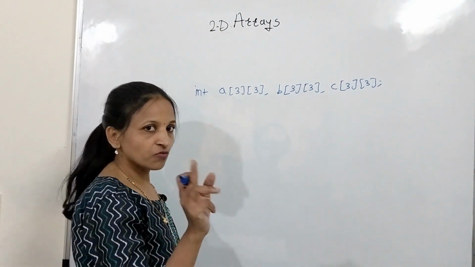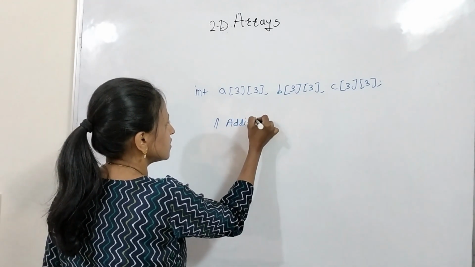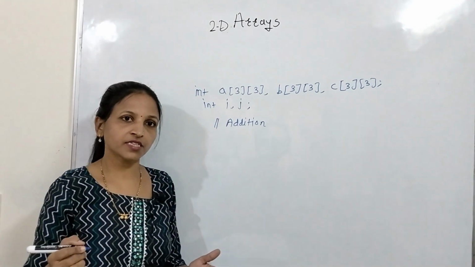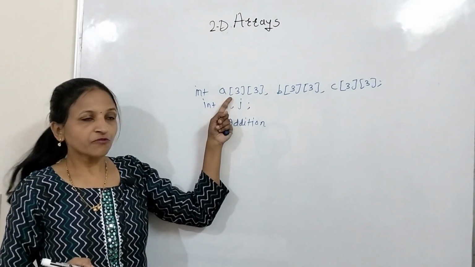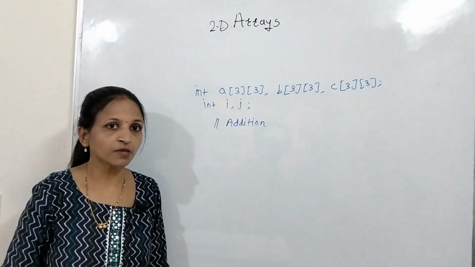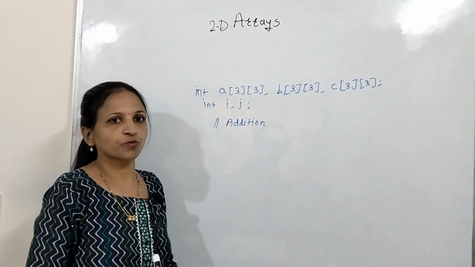And for addition, what will be the logic? See here, for adding two matrices, we will declare two counters here, i and j. First we will accept the first array, then the second array. After accepting both the arrays, we have to write the logic for addition of those two matrices.